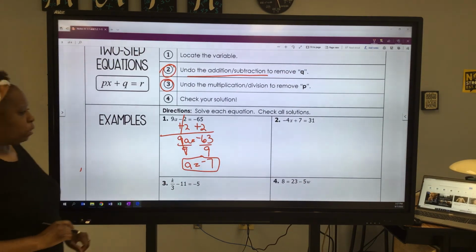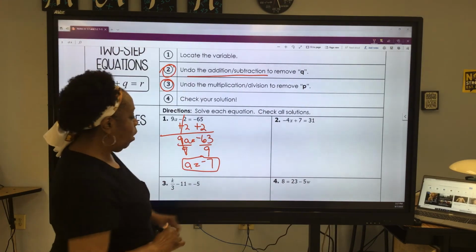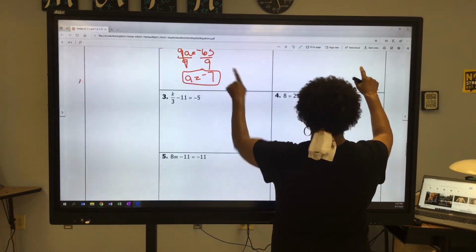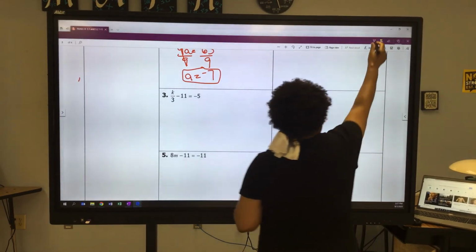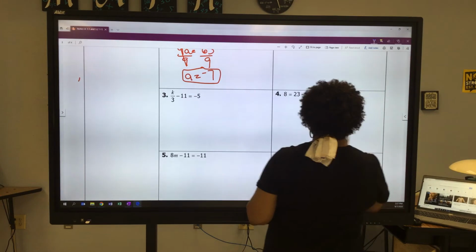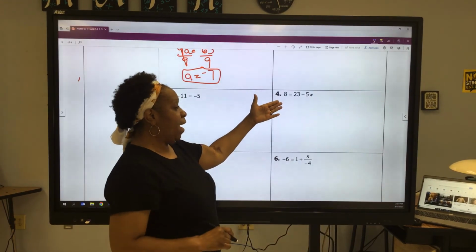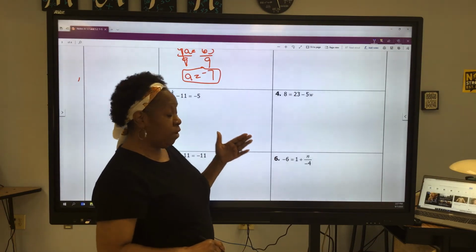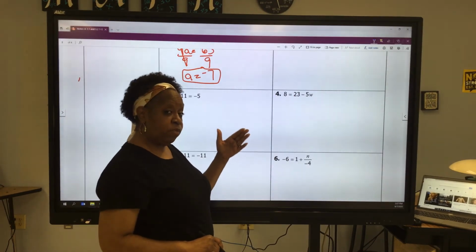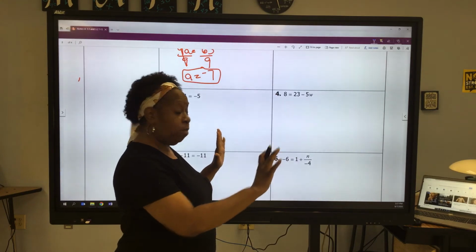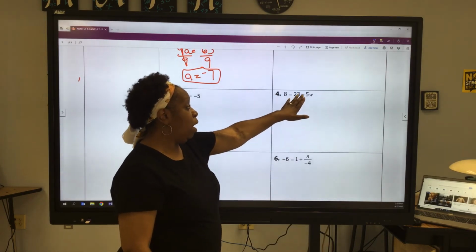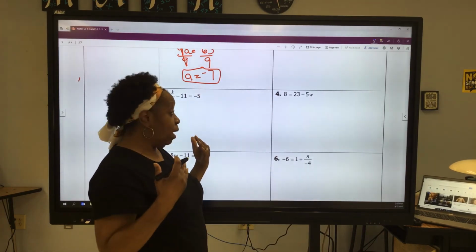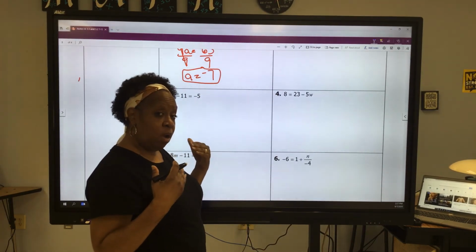Let's try one more. Let's look at number 4. We have 8 equals 23 minus 5w. We want to initially move what's being added or subtracted on the side with the variable. So I have a 23 over here on the side with the 5w. So I want to move it to be with its like term, the 8, on the left side.